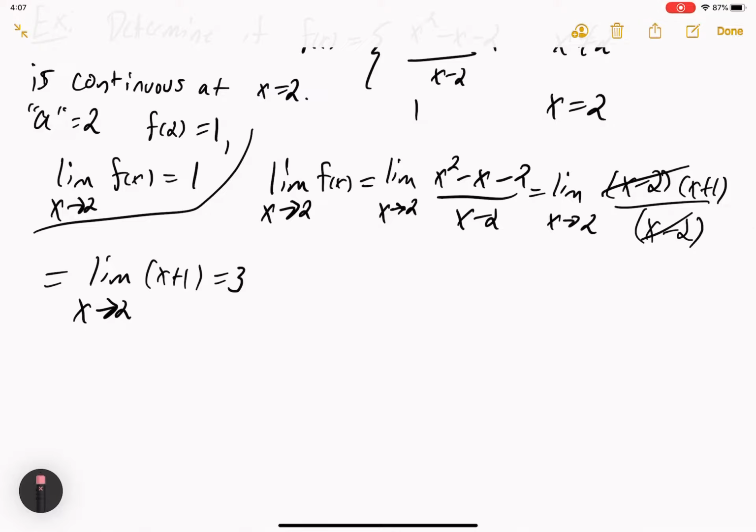Because again, all we have to do is that this is a nice continuous function. It's just a polynomial. We just plug in 2, so all we get is 3.